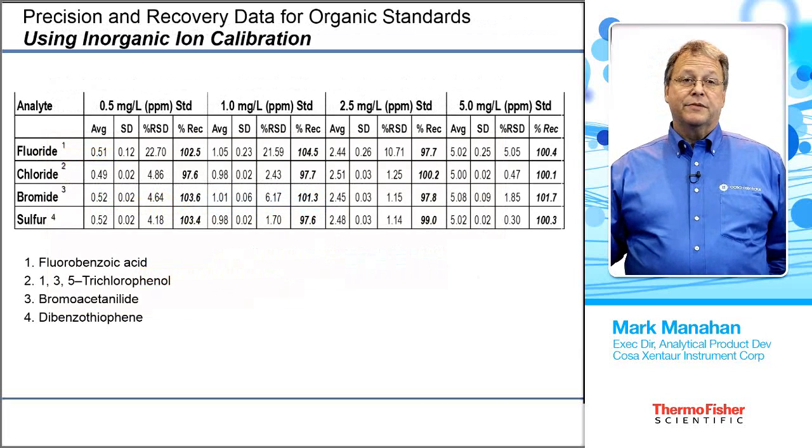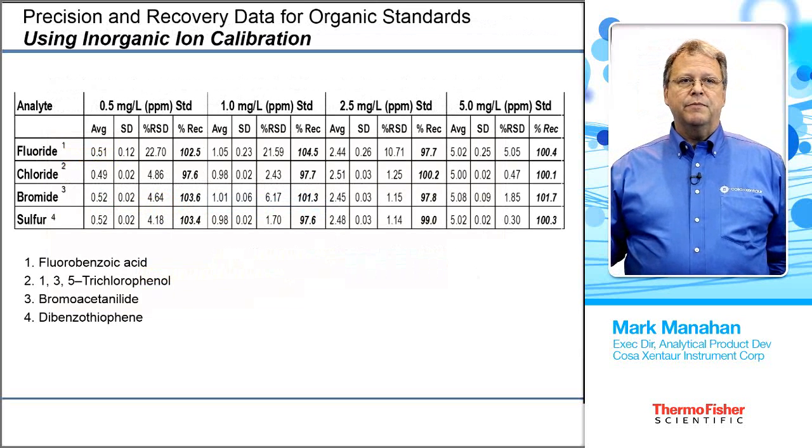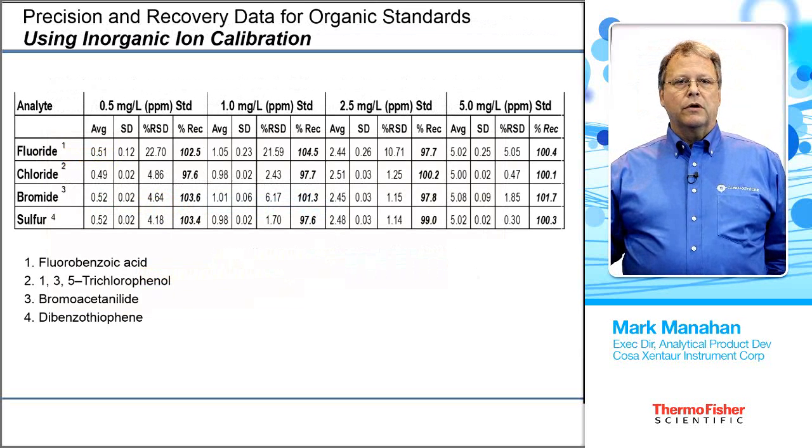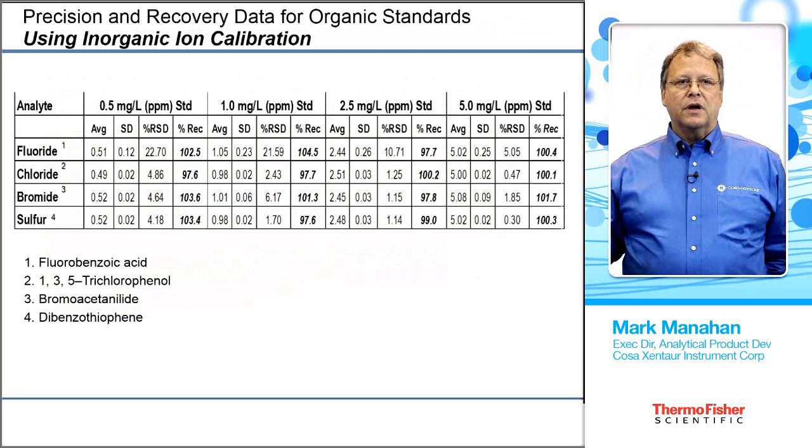Okay, now we're getting into some actual data. Here, we ran 0.5, 1, 2.5, and 5 ppm standards of fluoride, chloride, bromide, and sulfur. As you can see in the right column underneath recovery, we're all between 98 and 103% recovery, which shows excellent linearity and precision of the system.